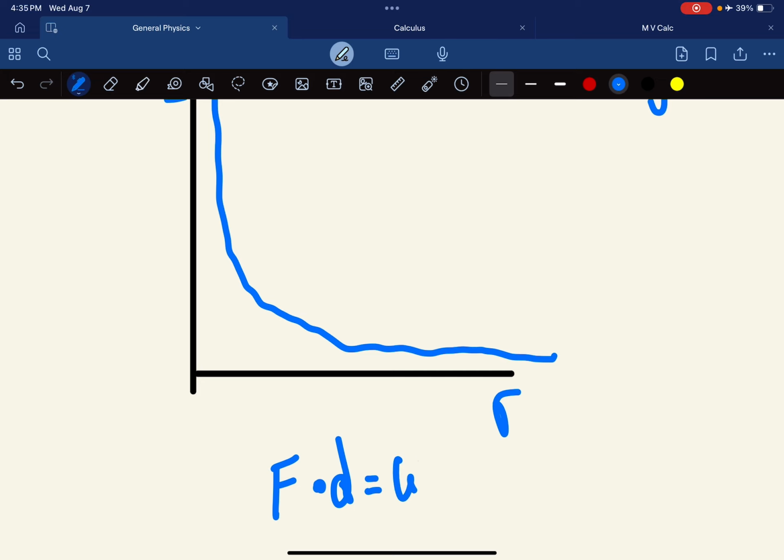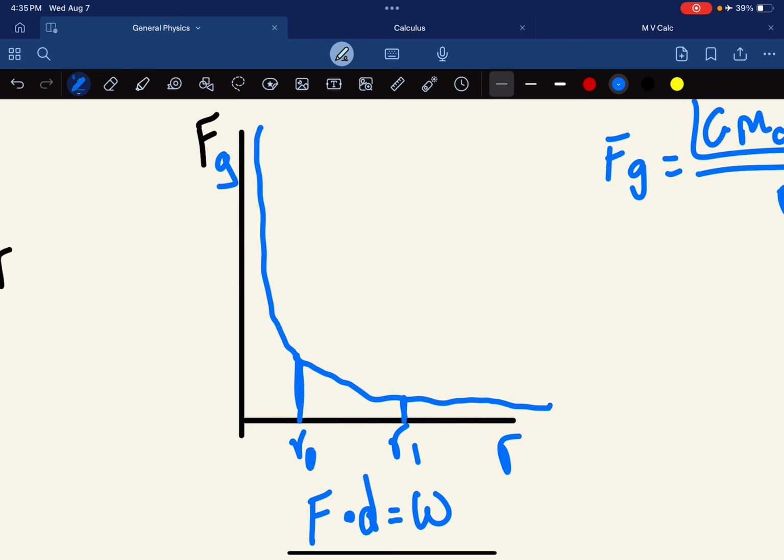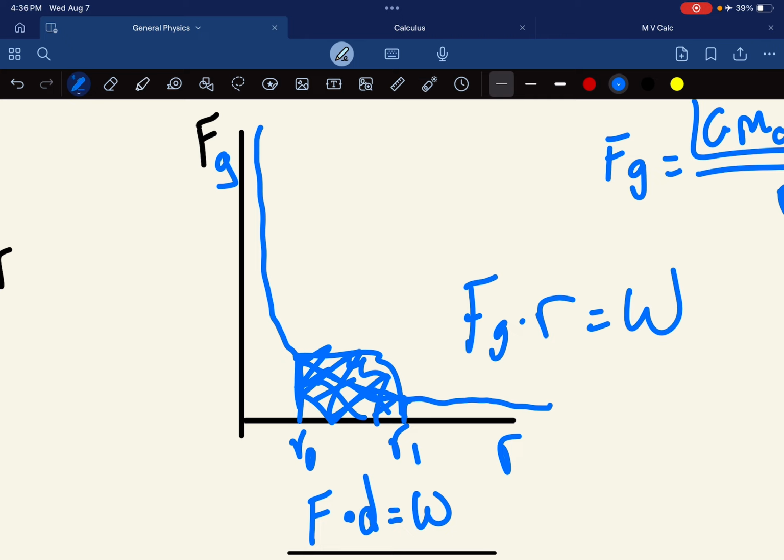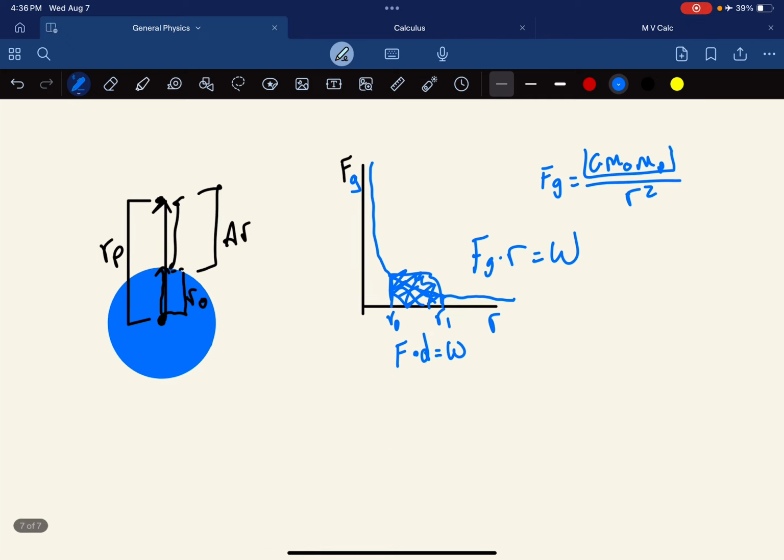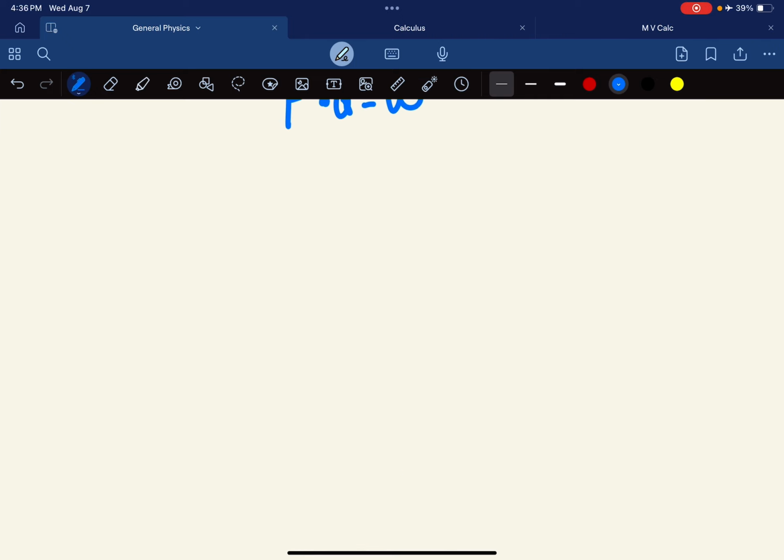Now, since we have this equation, F times displacement equals work done in a system, we know that the area under this graph, let's say this is R0 and this is R1, is going to be equal to the work done. Let's assume this was just a square, ignore this part, this area would be equal to Fg times r, which is equal to work. So in order to find this area, we are going to be using calculus and integration.